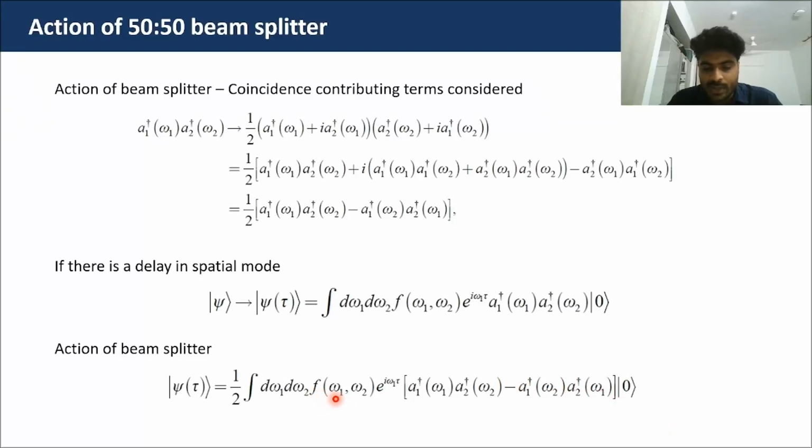So we have f of omega 1 omega 2, the spectral information term, then the term corresponding to the delay in spatial mode, and these two terms which correspond to the coincidence term as a result of the beam splitter. As we notice here, there are only two terms present, the terms corresponding to the coincidence in which each of the photons emerges at a different port: A1 dagger A2 dagger here, A1 dagger A2 dagger here. There are no terms that correspond to the anti-coincidence. That is, these two terms are not present. So this is what happens once it passes through the beam splitter.